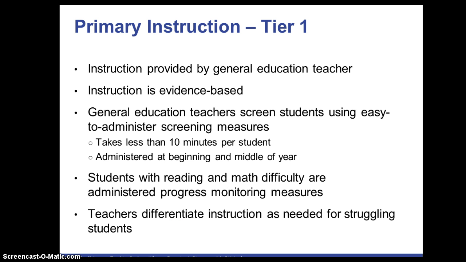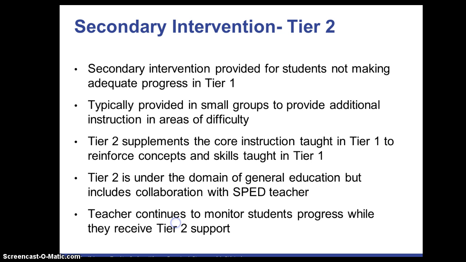Okay, so Tier 1 is primary instruction. The general ed teacher does it. It's evidence-based. We're going to use easy, what we call probes, to screen kids out. So in other words, just simple assessments that take about 10 minutes per student. We're going to do these at the beginning and the middle of the year for kids who stand out from the pack as far as being behind in math and reading. Then we're going to do additional progress monitoring, and we're going to adjust our instruction based on our assessment results.